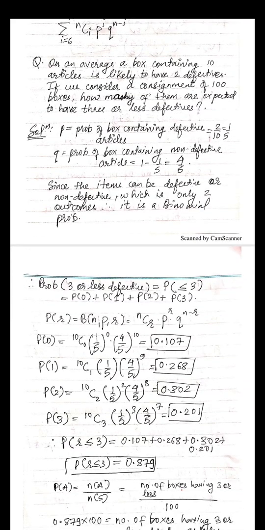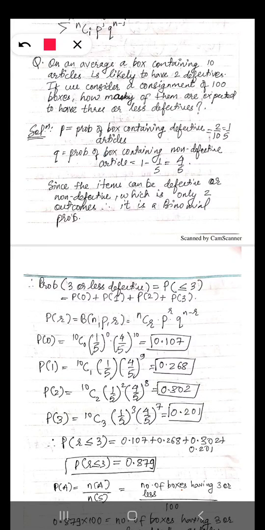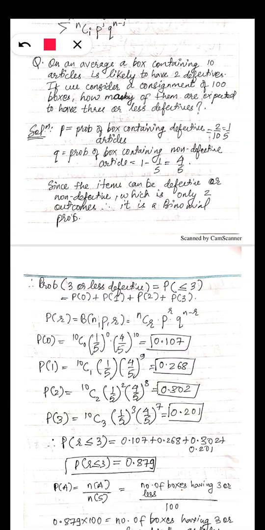So the question is, on an average, a box containing 10 articles is likely to have 2 defectives. So there's a box containing 10 articles and we know that out of 10, 2 are likely to be defective. If we consider a consignment of 100 boxes, how many boxes out of 100 are expected to have 3 or less defective items? So let's look at the solution.